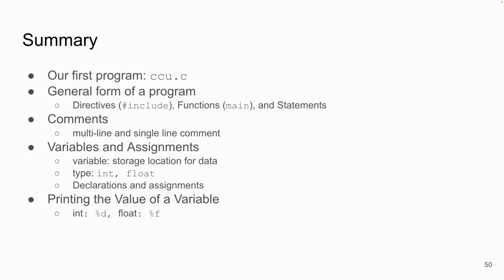Okay, so that is all the things I want to introduce today. Today we introduced our first C code, and then we introduced the general form of a C program. We introduced three key features you need to have, and we emphasized the importance of comments here. We introduced two types of comments you can write, and then we introduced the concepts of variable, assignment, and declaration, and we talked about how to use printf to print out the value stored inside different types of variables.